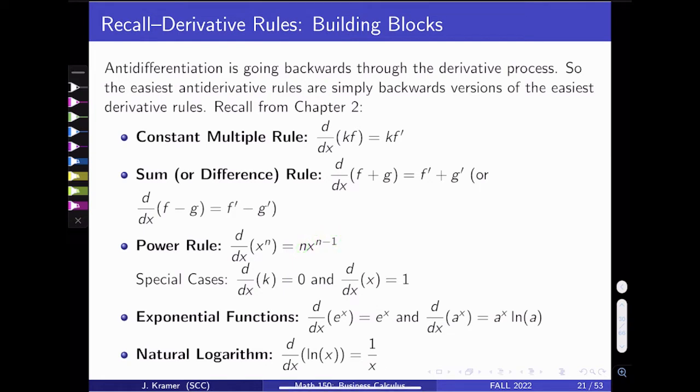Special cases of this are that the derivative of all constants is 0 and the derivative of x is 1. For exponential functions, the derivative of the natural number e to the x is e to the x, and the derivative of any other base is a to the x times the natural log of the base. And then the derivative of the natural log, ln of x, is 1 over x. Let's see all of these in reverse.